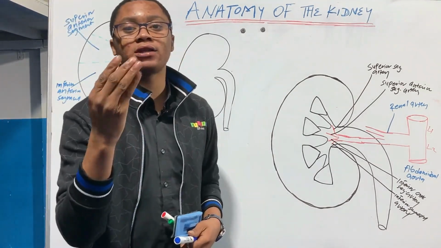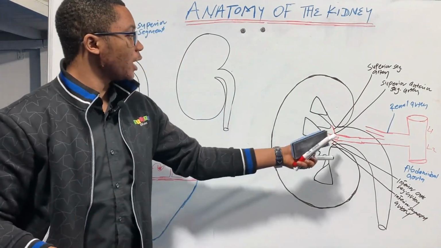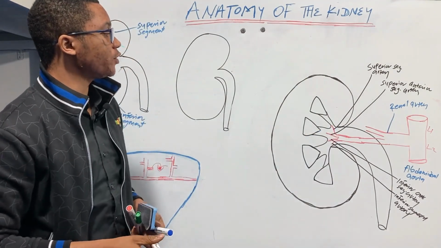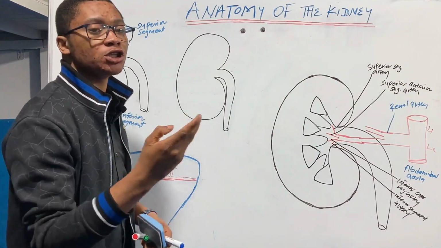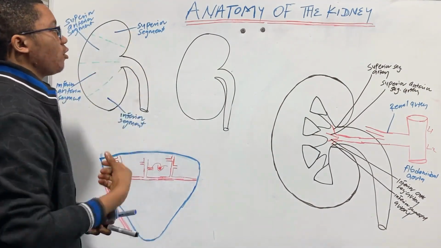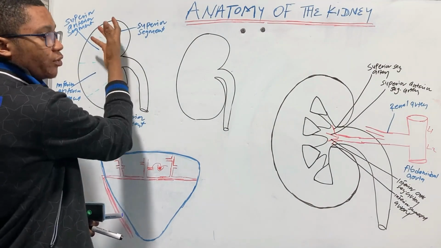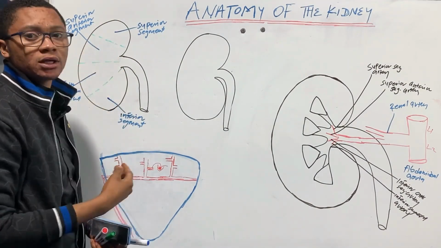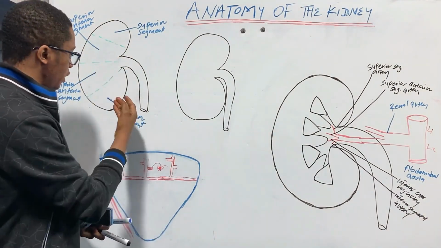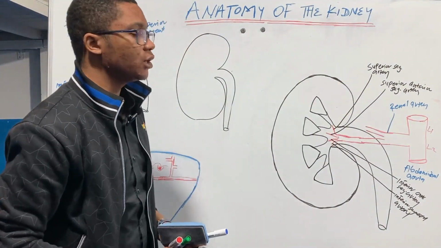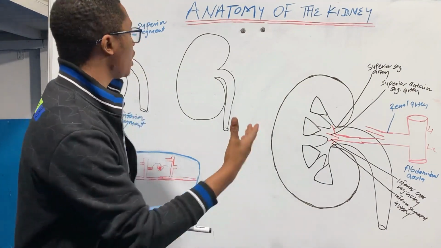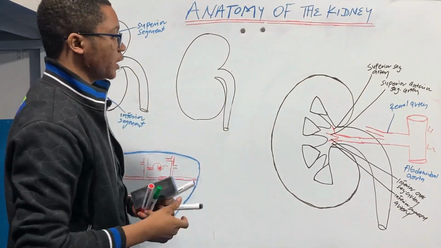Okay, so these are the divisions of the anterior branch of the renal artery. It gives off four segmental arteries, which branch into the four segments of the kidney: the superior segment, the superior anterior segment, the inferior anterior segment, and the inferior segment. So we have now the superior segmental artery and the superior anterior segmental artery, which correspond to the segments.